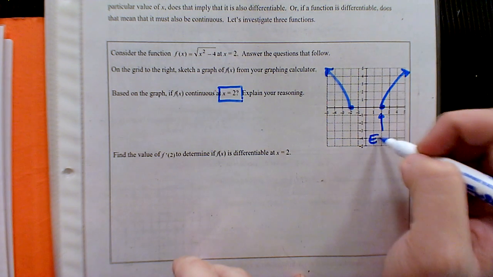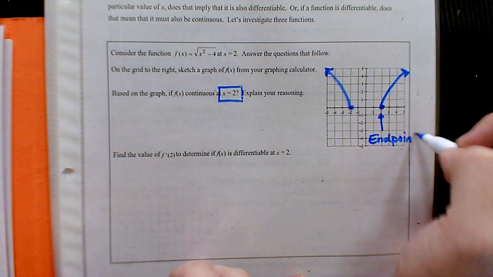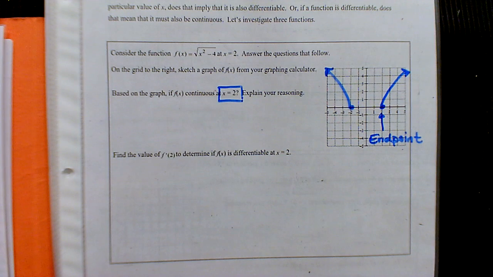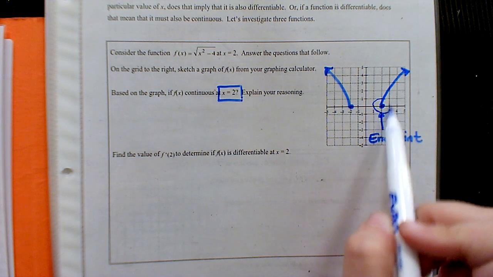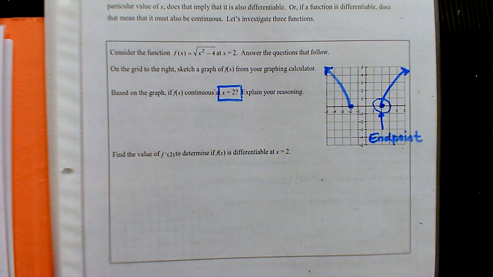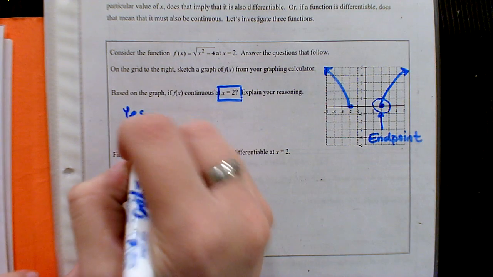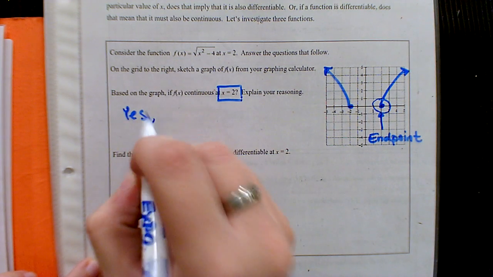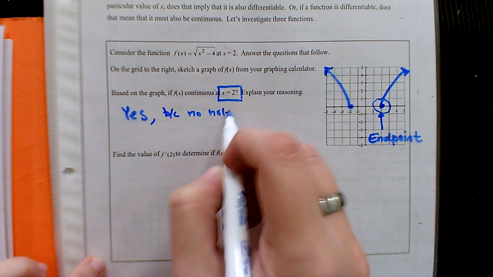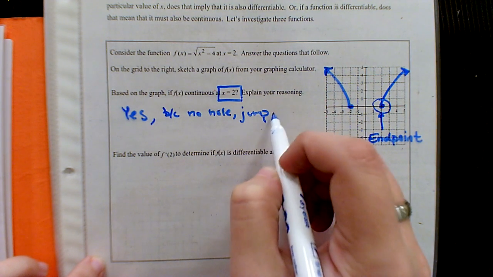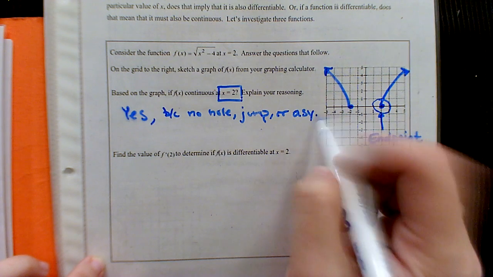It's a little tricky because this is an endpoint. But we'll talk about that a little bit more. Let's see, at this spot, do you have a hole, do you have a jump, or do you have an asymptote? Graphically? No. So therefore you are continuous. Yes, we are continuous. You could say because no hole, jump, or asymptote.